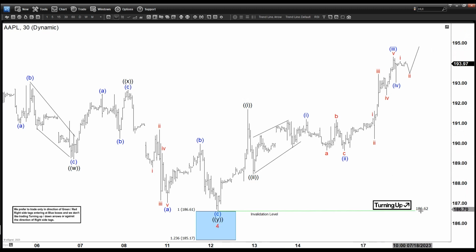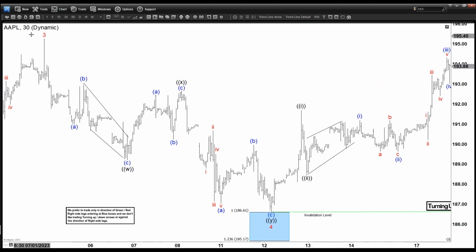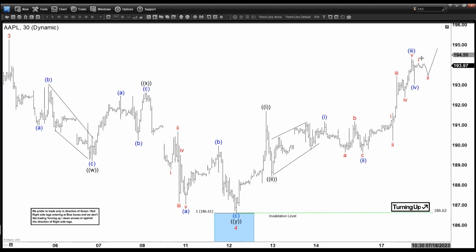So as long as we stay above 186.60, we should be favoring more upside. Notice the arrow is still black turning up because we have not yet broken above wave 3, but at this point I think it's very highly likely we are going to break above this previous peak, even though we haven't done it. But I think probability wise, it's very highly probable we're gonna do it.